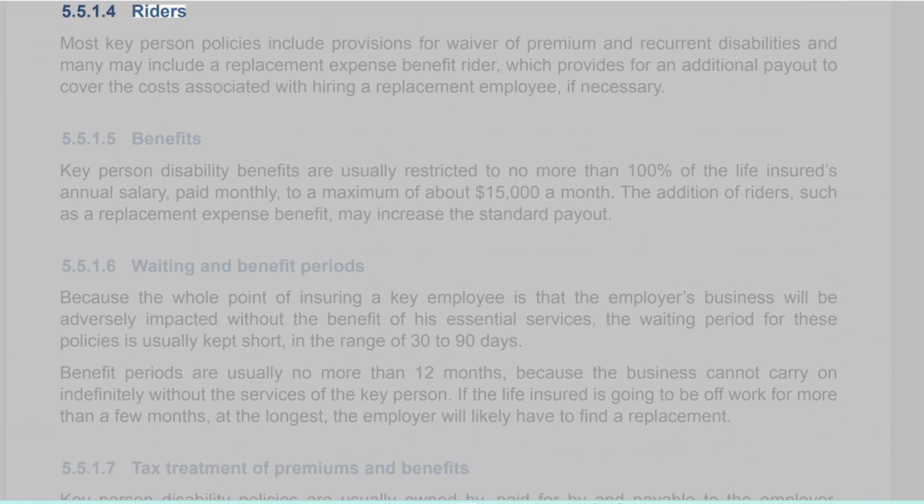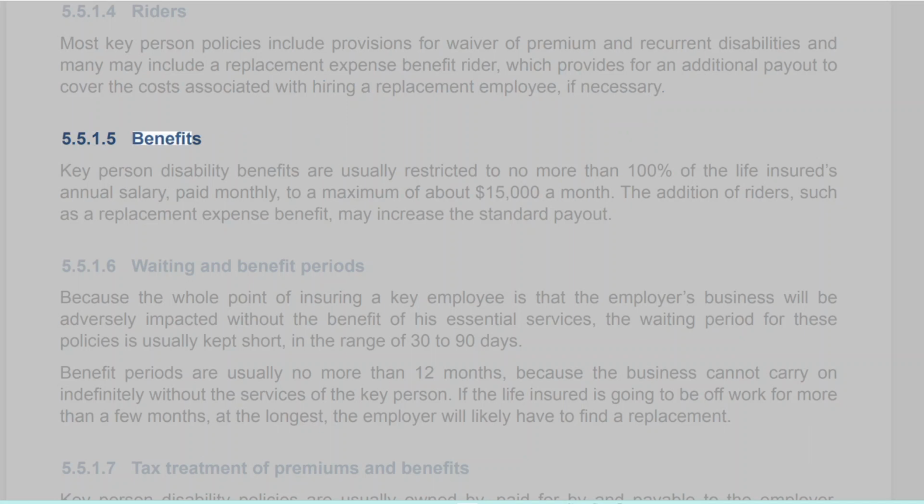5.5.1.4 Riders. Most key person policies include provisions for waiver of premium and recurrent disabilities, and many may include a replacement expense benefit rider, which provides for an additional payout to cover the costs associated with hiring a replacement employee, if necessary.